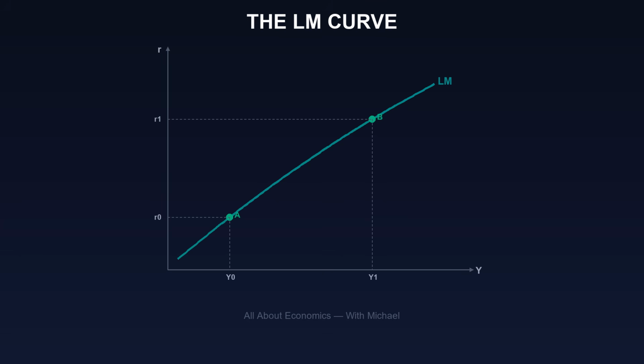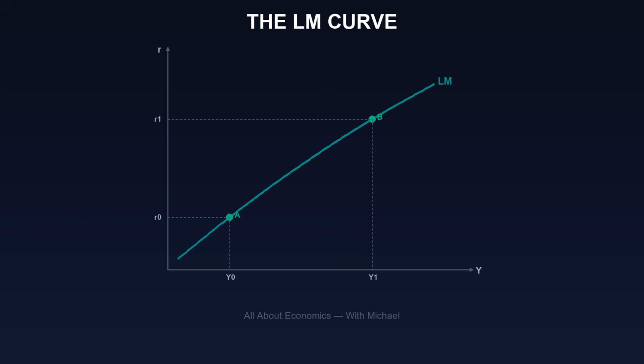Next, let's plot point B. As we just learned, when output grows to Y1, the interest rate gets pushed up to R1, so point B gives us a higher output matched with a higher interest rate. The crucial takeaway here is this fundamental rule. Because higher output increases the demand for money, and that increased demand raises interest rates against a fixed supply, the resulting LM curve absolutely must slope upward from left to right. Connect point A to point B, and there it is, our LM curve.